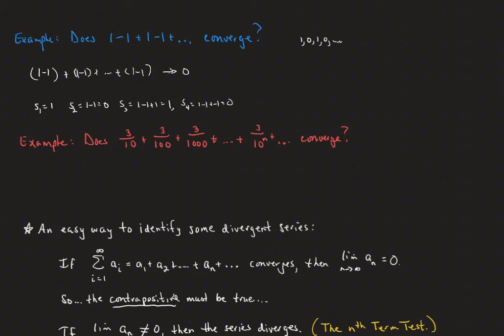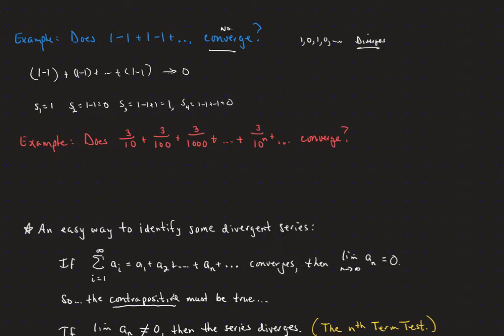And as we've talked about before, that is not getting closer and closer to a single number. So since it doesn't converge to a single number, it diverges. And if our sequence of partial sums diverges, then our series diverges. So the answer is no, it does not converge.